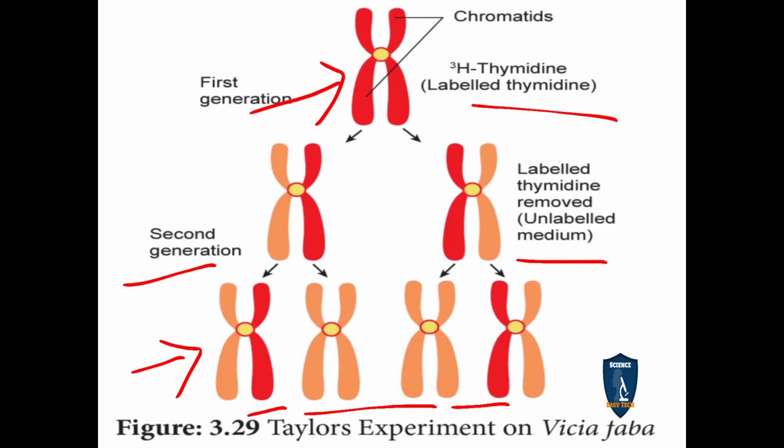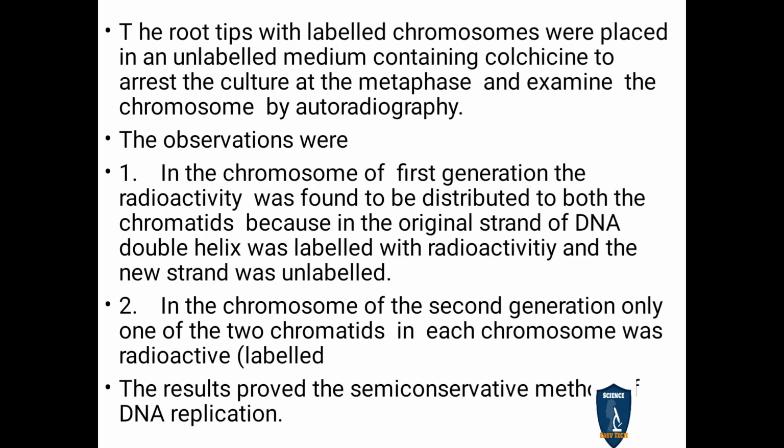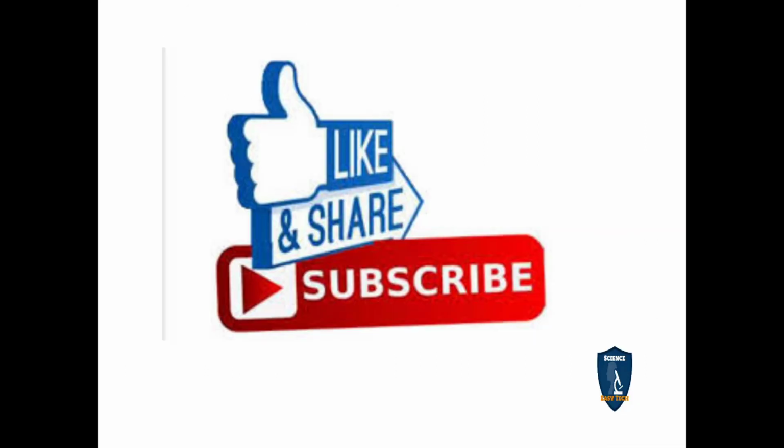So now you can see. In the first generation, it is labeled. In the second generation, one is labeled, another one is unlabeled. And in the last generation, you have the semi-conservative method, that is one is from the parental type and another one is the new one. So this and this are parental type and this one is the new one. Like that, it shows that DNA replication is a semi-conservative method. So now you understand DNA replication in this video.